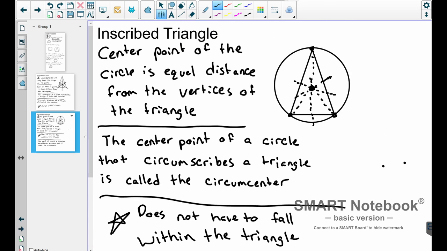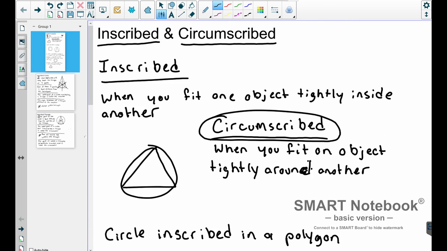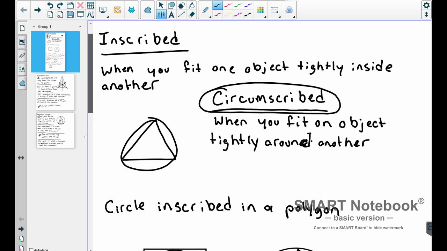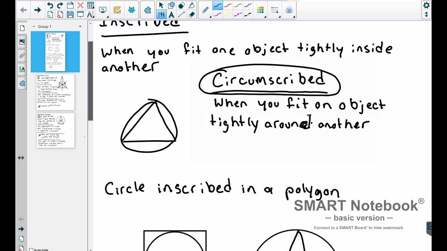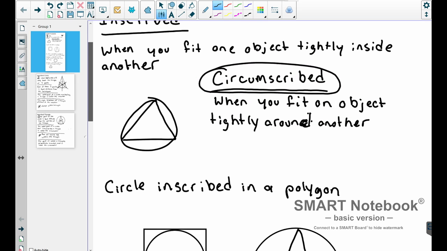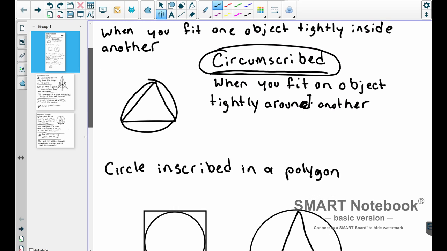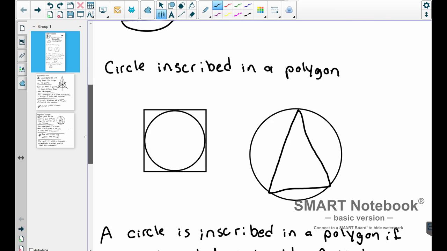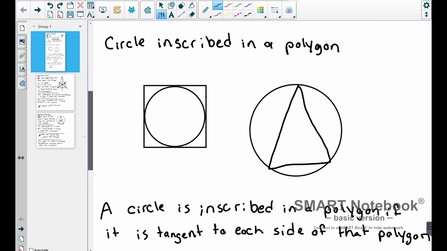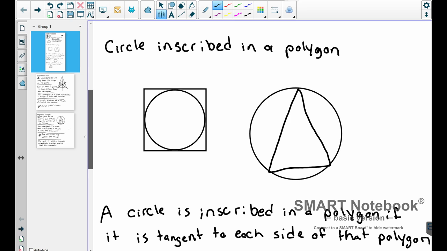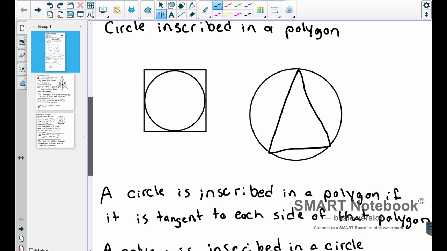Let's review what we've looked at. We've said that inscribed means when you tightly fit an object, a figure, a shape inside of another. Circumscribed is similar in that you tightly fit an object, circle, shape, whatever it may be, around another object. We gave some examples of inscribed circles or inscribed triangles, or you could say that that circle is circumscribed by the square, or that triangle is circumscribed by the circle.